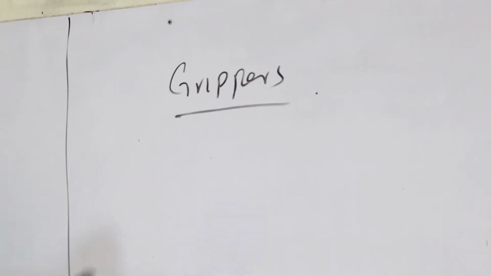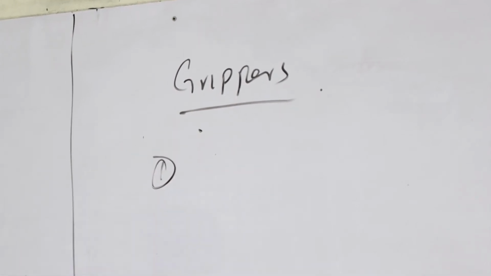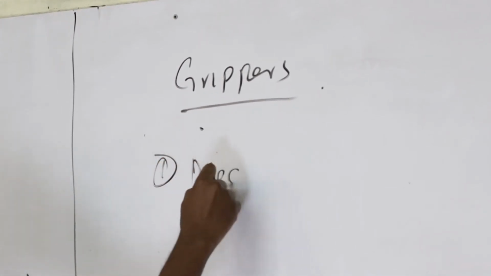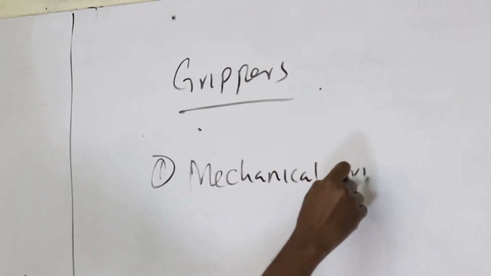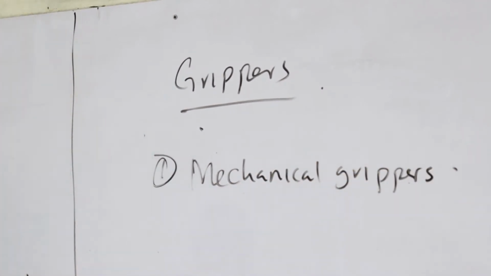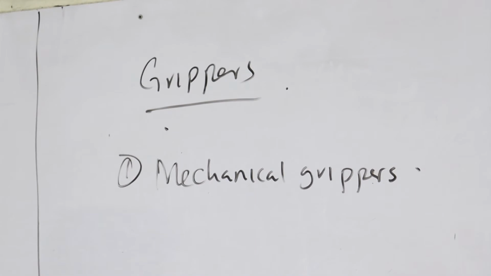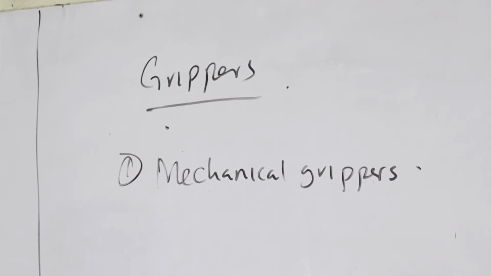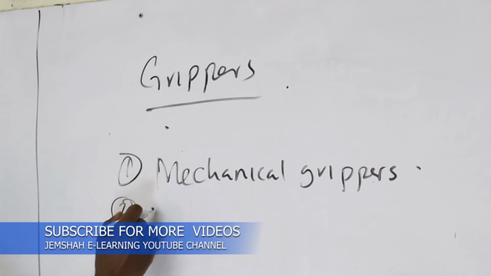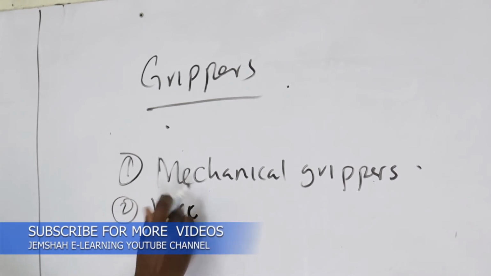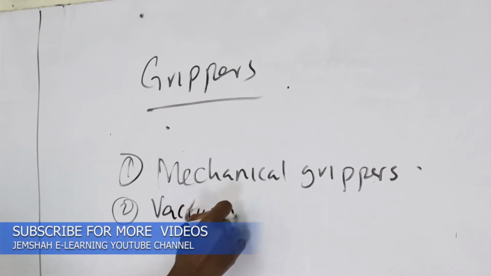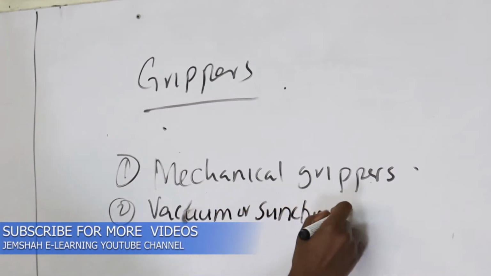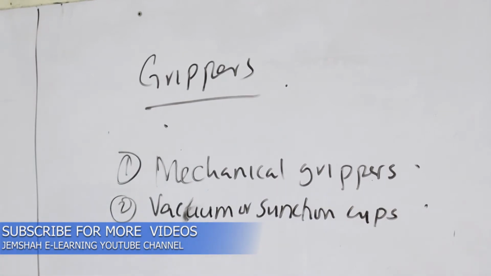The first gripper that we can have is what we call the mechanical grippers. When you talk about the mechanical grippers, these are just a frictional physical configuration of the gripper that retains an object. The other one that we can talk about is the vacuum or suction cups.